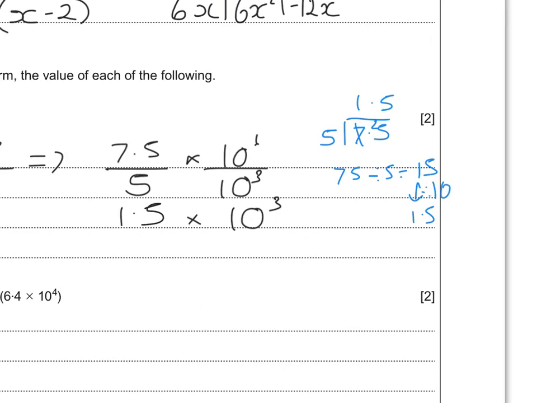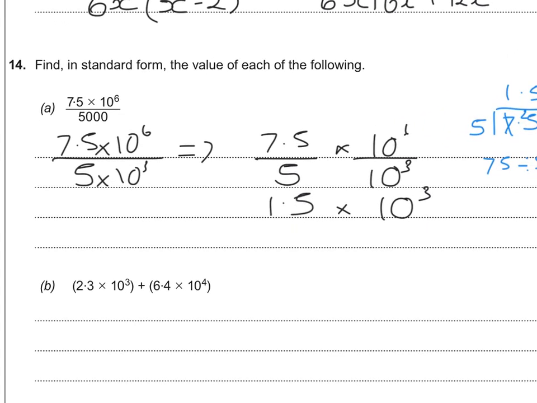In the exam, it is always worthwhile checking that our answer fits the rules of standard form. So does our number here lie between 1 and 9.9 recurring? Yes, it does. We're happy with that. And have we got 10 to the power of something here? Yes. So we're happy this number fits our rules of standard form. We can move on to the next question.